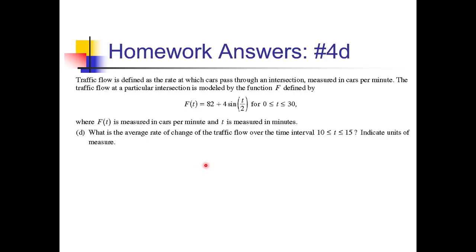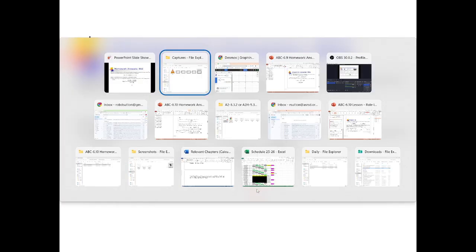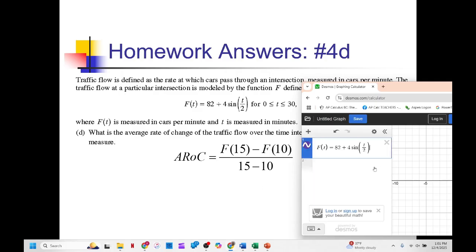For part D, they want the average rate of change of the traffic flow over the interval from 10 to 15 with units of measure. So using our AROC formula just on the f function here, we have f of 15 minus f of 10 over 15 minus 10. And then let's just plug that into Desmos. So let me make a fraction, and we'll do f of 15 minus f of 10 upstairs, and downstairs we've got 15 minus 10, and that comes out to 1.517. Actually 1.518 if we round it up.